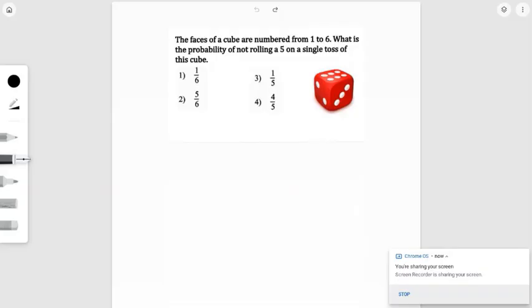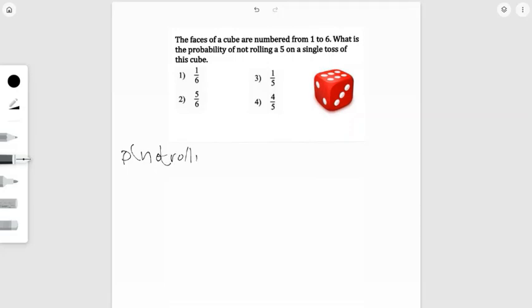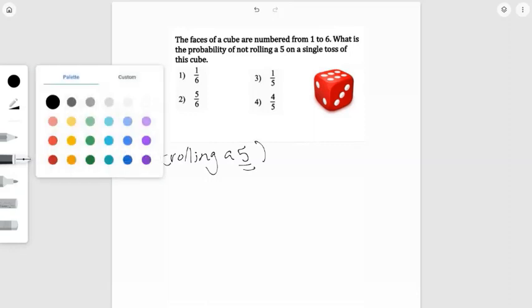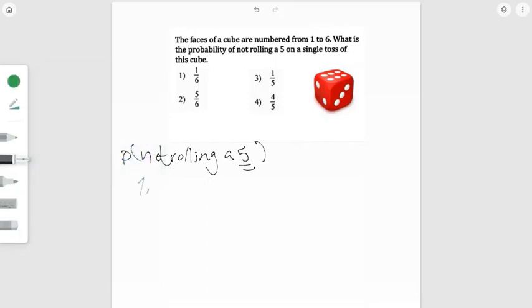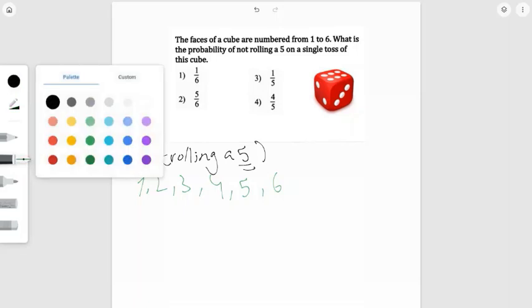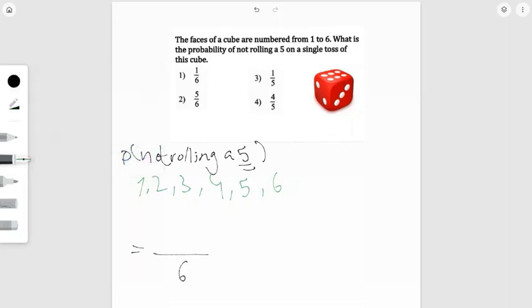The faces of a cube are numbered from 1 to 6. What is the probability of not rolling a 5 on a single toss of this cube? So the probability of not rolling a 5. When a single die is thrown, there are 6 possible outcomes. We have 1, 2, 3, 4, 5, and 6. So the total number of outcomes is 6.